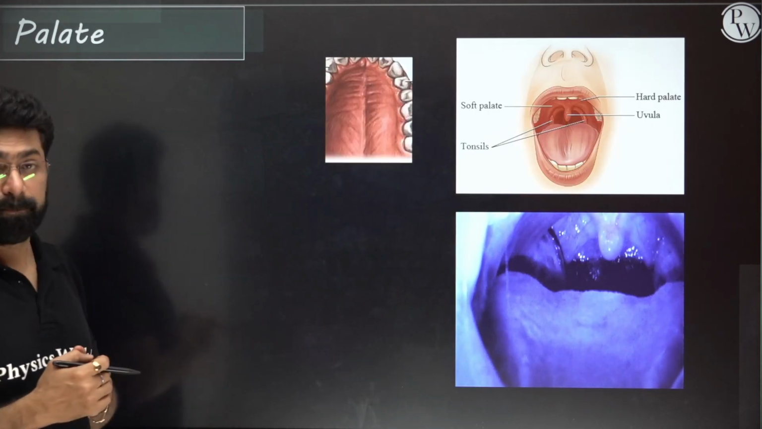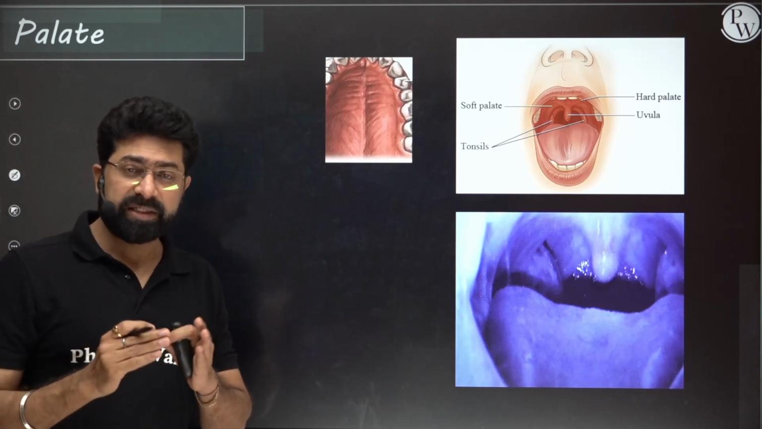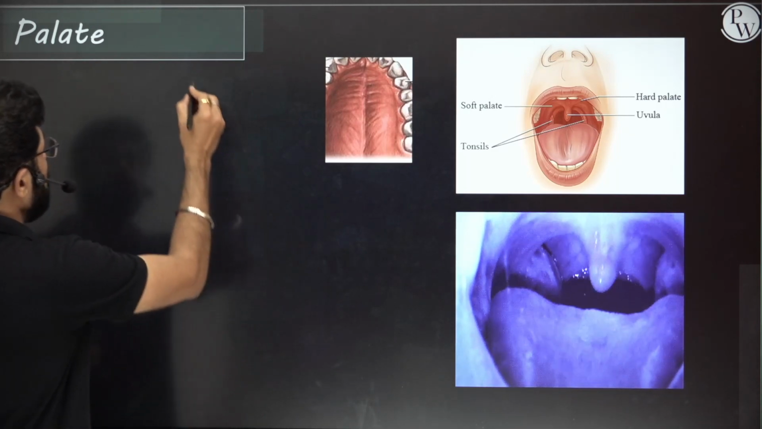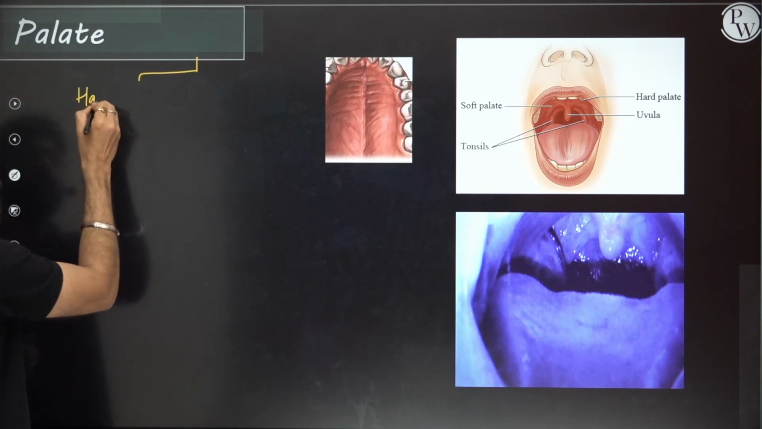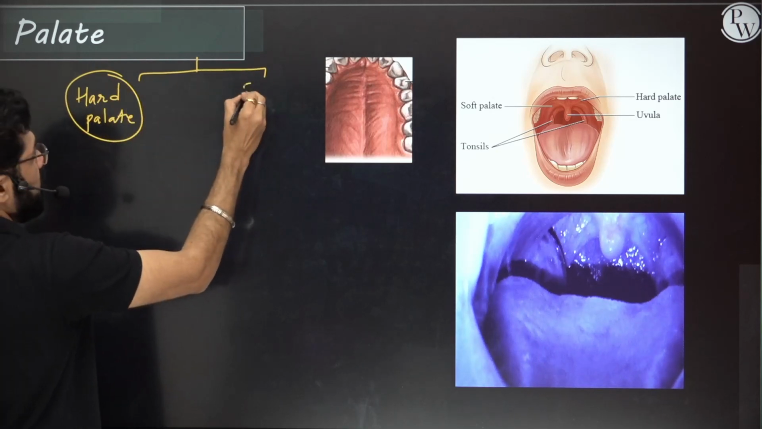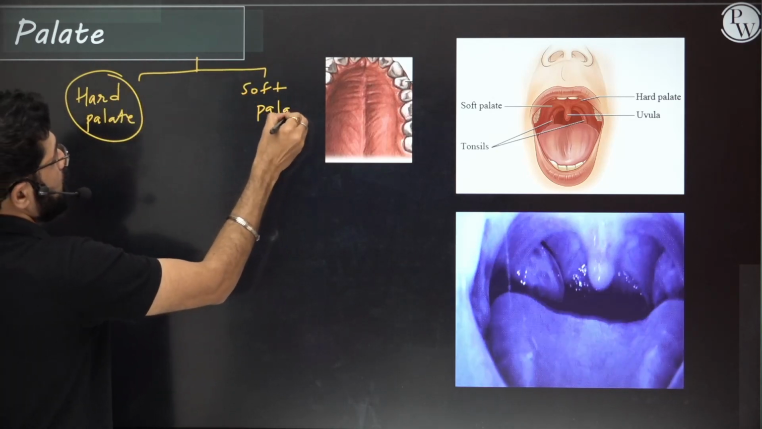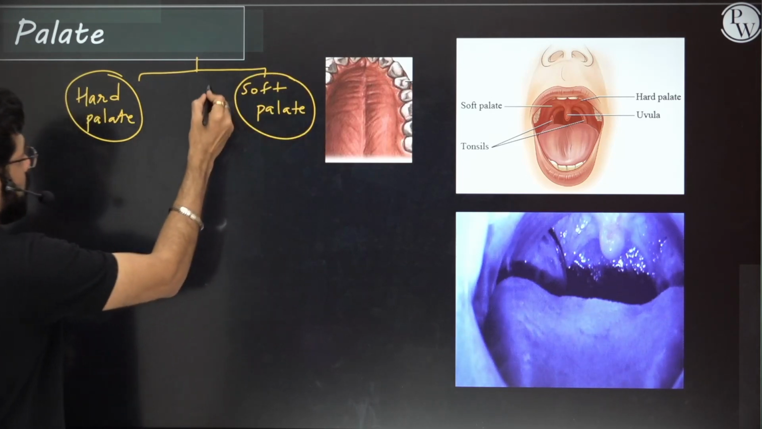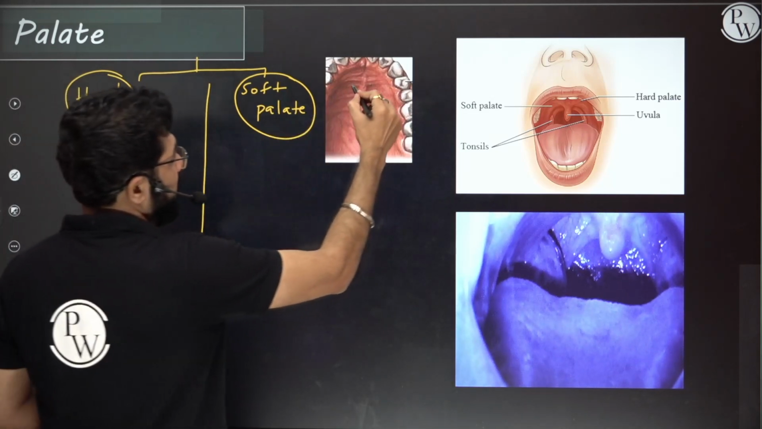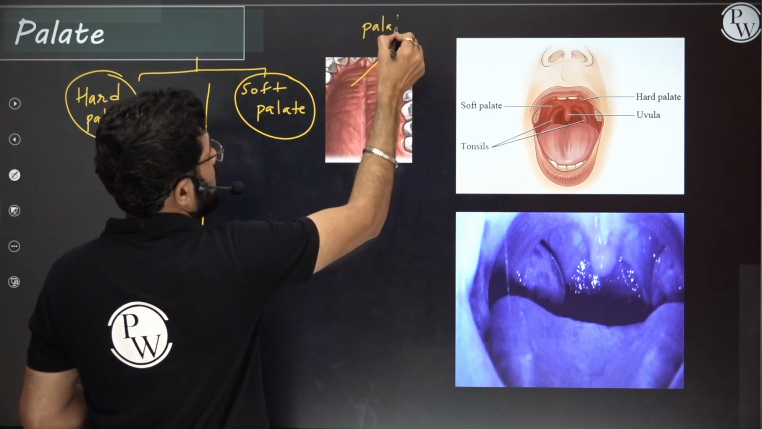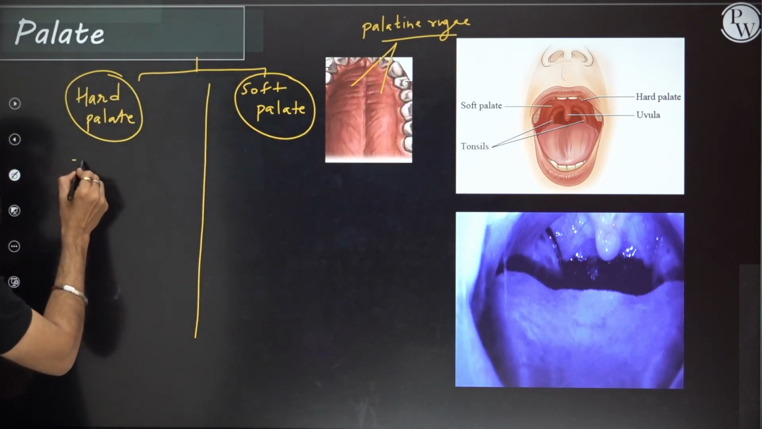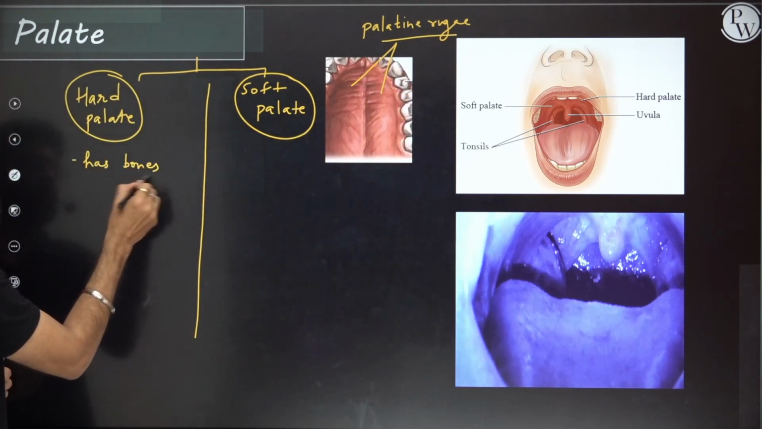Now we talk about the palate. Palate is divided into two parts, that is hard palate and the soft palate. So why do we call it hard palate and soft palate? Hard palate definitely will be hard and it will have some bones, whereas you won't find bones in the soft palate. So let's see, what is hard palate? Hard palate has some bones like palatine, maxillae, premaxillae bones. And you can see some palatine rugae also. Palatine rugae are present.